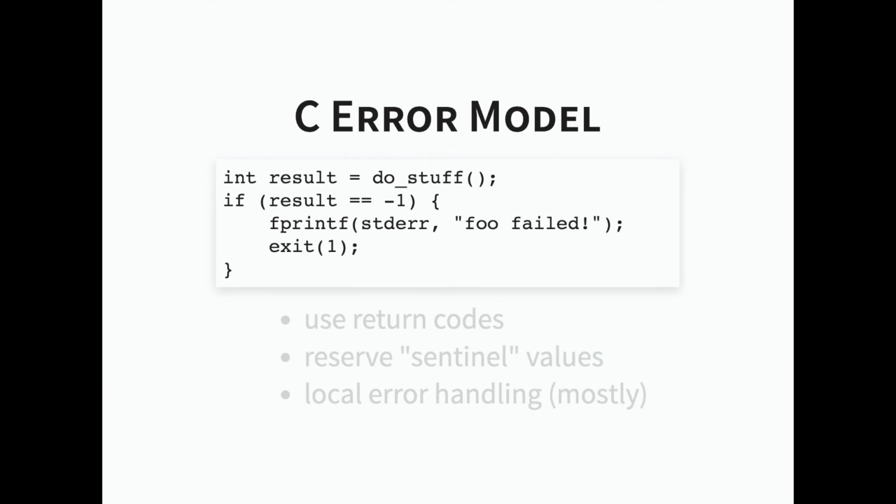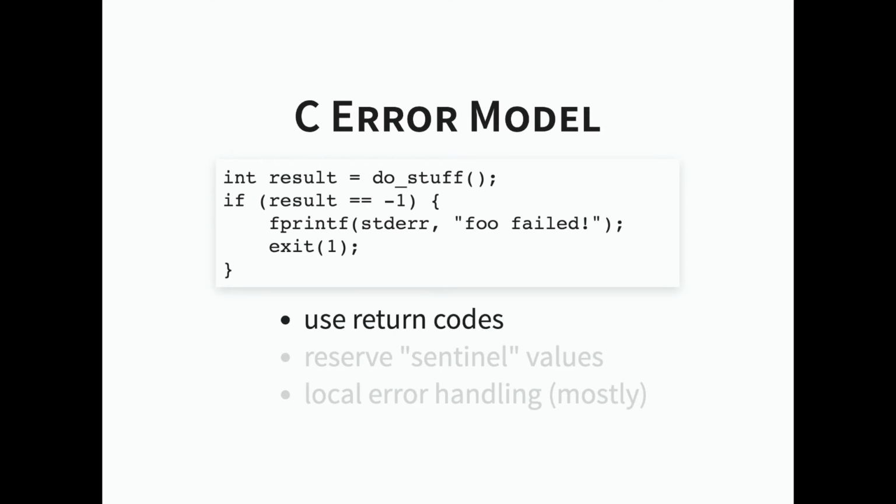Let's travel back half a century once again and review C's error model a little more closely. Near and dear to my heart because I've done a lot of C programming. The core C language provides no special error handling facilities. However, the C standard library, which includes the errno.h header and its associated functionality, establishes precedent and sets expectations about how error handling will be done by C programmers.